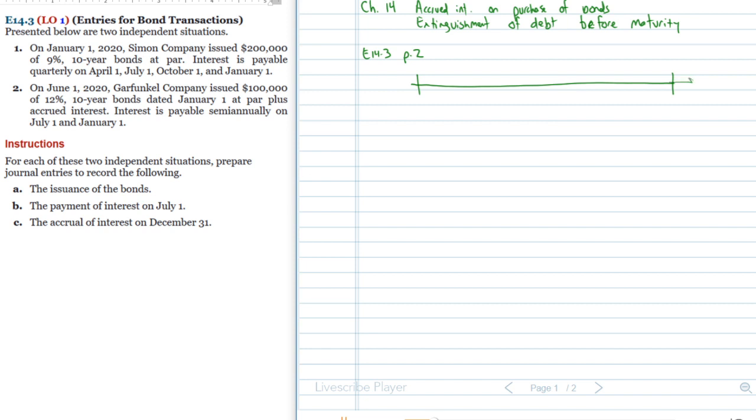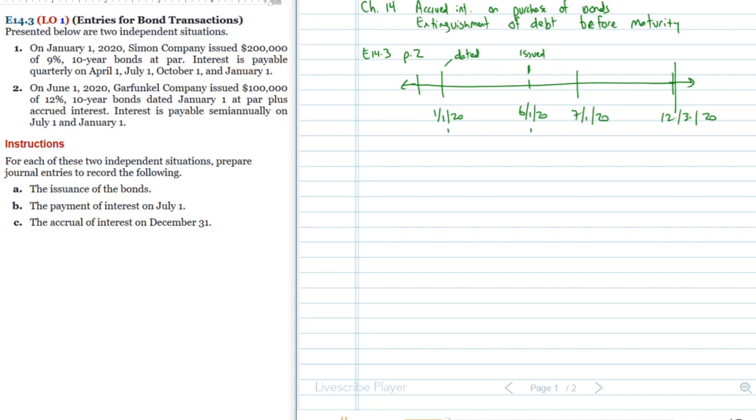So if this is our timeline, here's 1/1/20, here's 6/1/20, 7/1/20, and then we'll also do 12/31/20. So on 6/1, the bonds were issued, but the bonds were dated, so the debt sort of began to exist on January 1st.